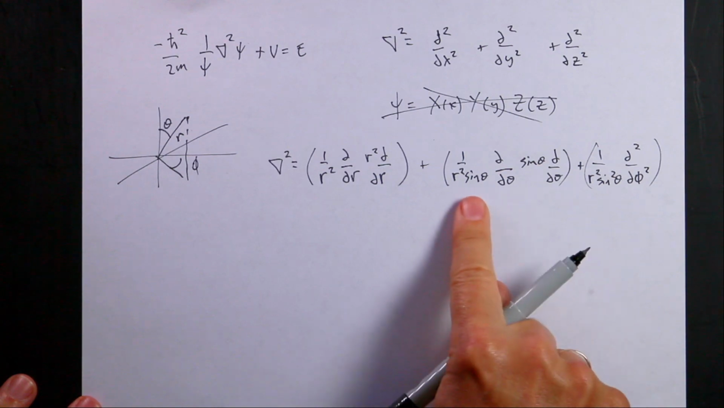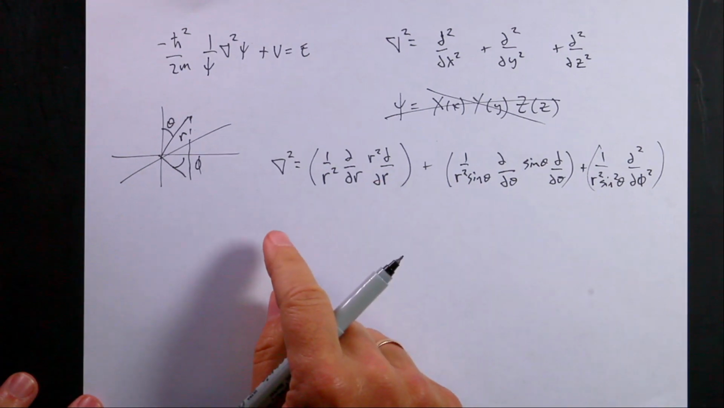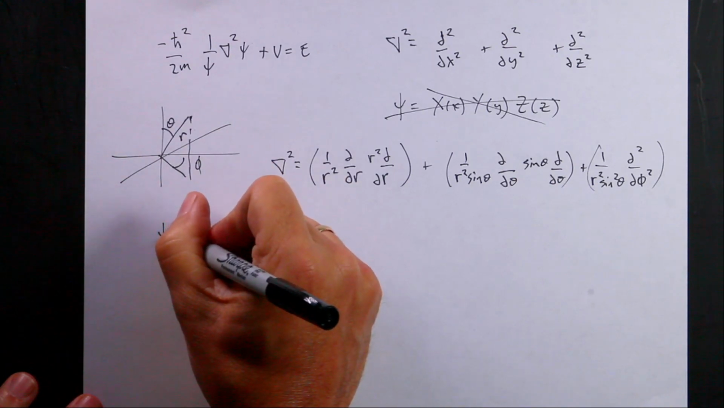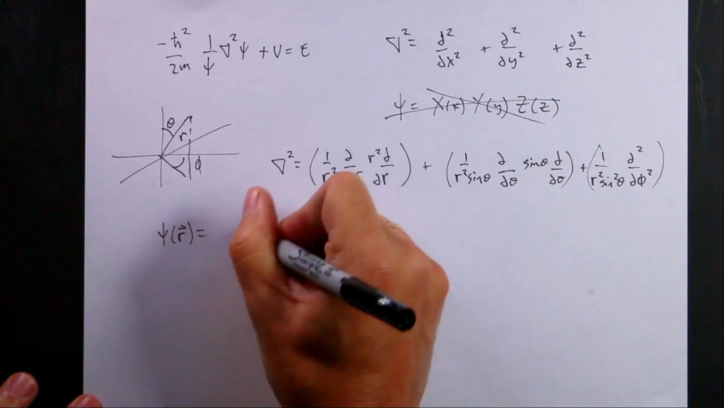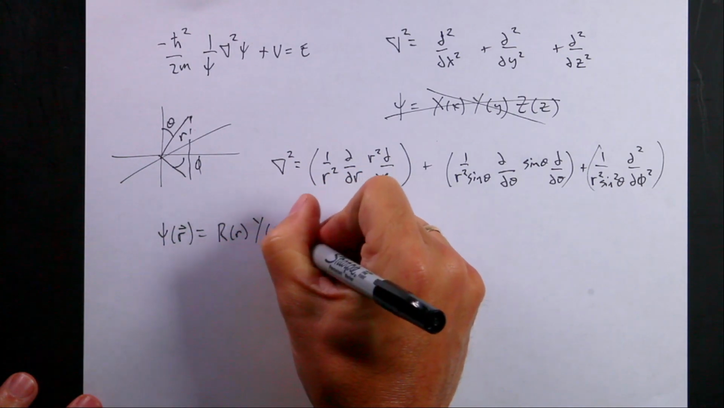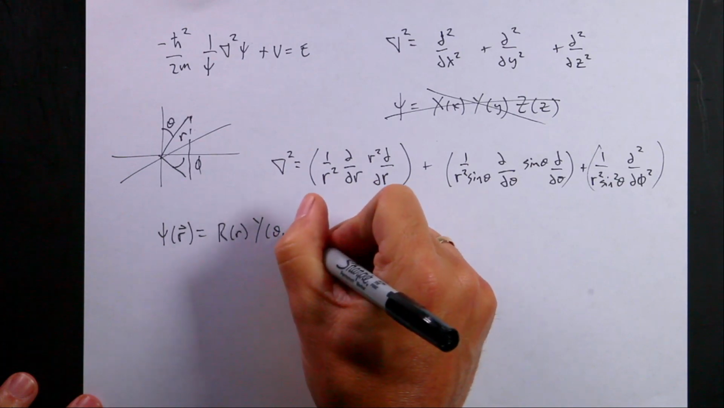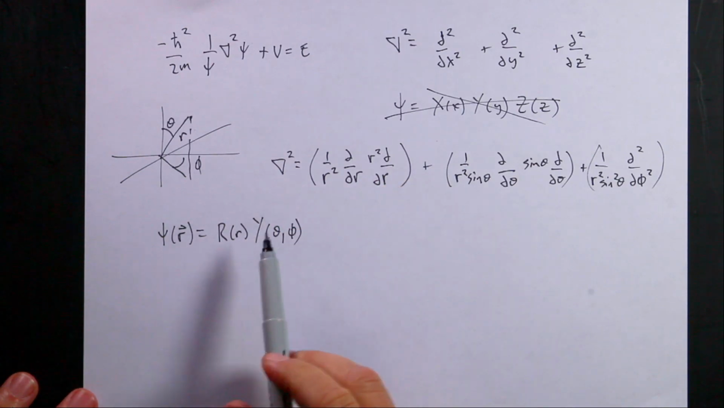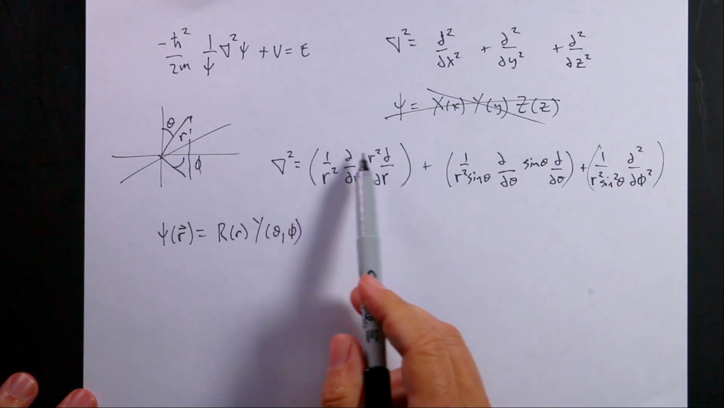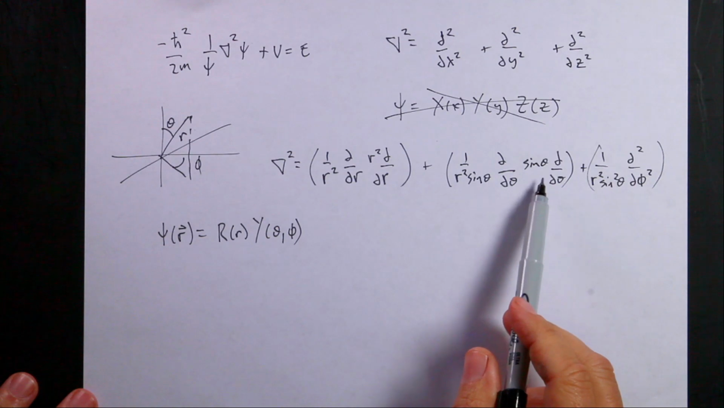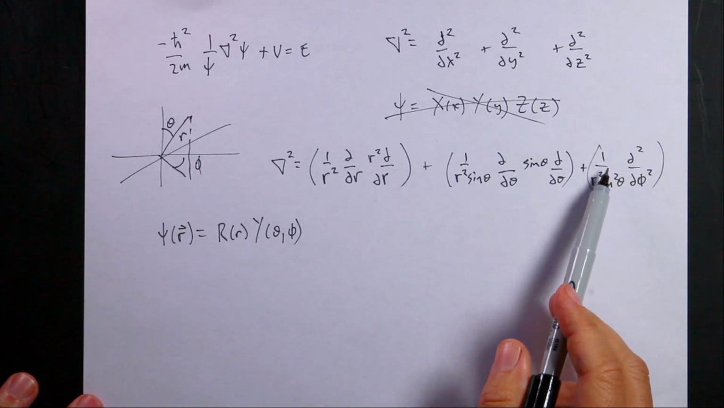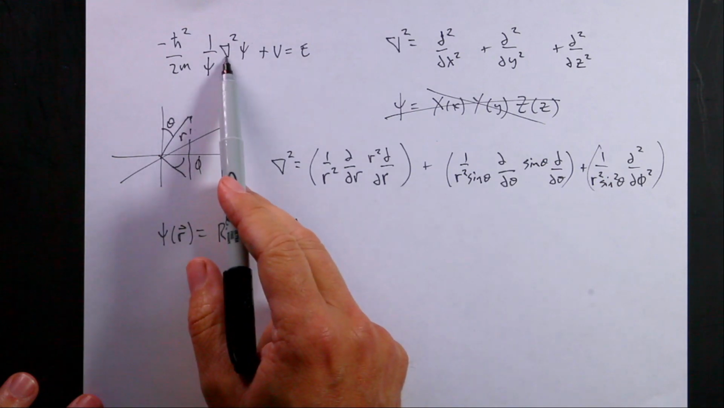With that in mind, I'm going to break my function psi into two parts to begin with. I'm going to say psi as a function of r, theta, and phi is some R function of r times some angle function, which I'll call Y, in terms of theta and phi. If I put that in here, then this is only going to operate on the R, this is only going to operate on Y, and that's only going to operate on Y. Let's put all that in along with this.